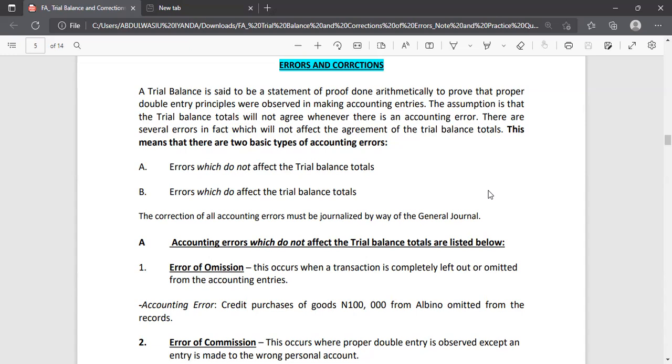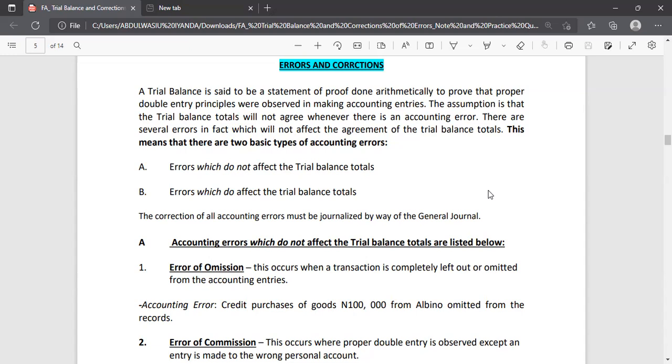There are two types of error. There's some error where the trial balance will not agree, and there's some error whereby the error is there, but the trial balance will still agree. If the total of the debit side of the trial balance is 1,000 naira, the credit side of your trial balance will also be 1,000 naira. But there are some errors there, but the trial balance still agrees.